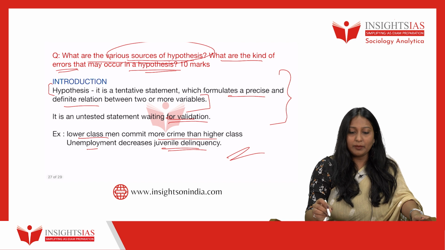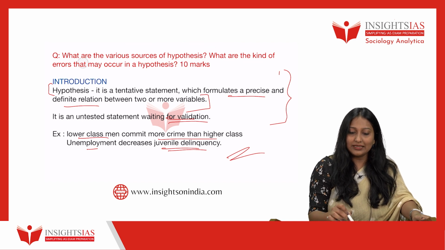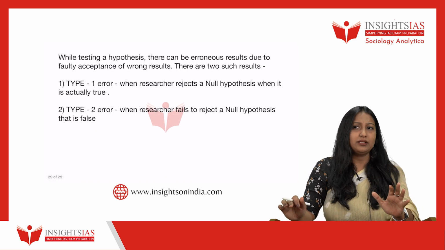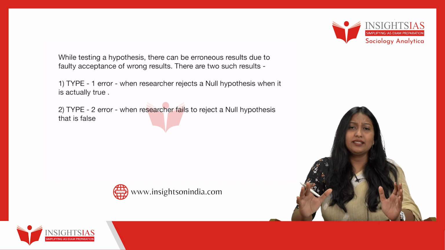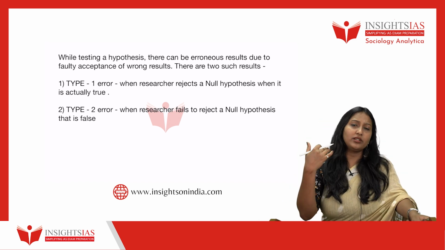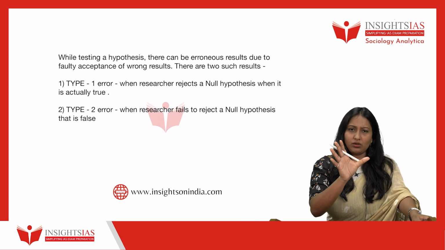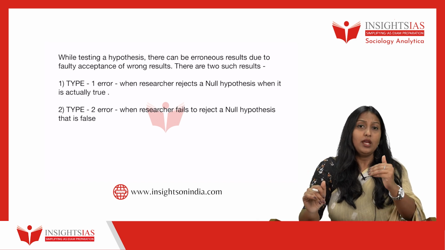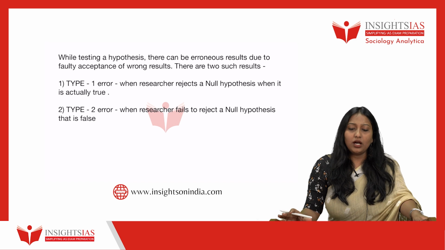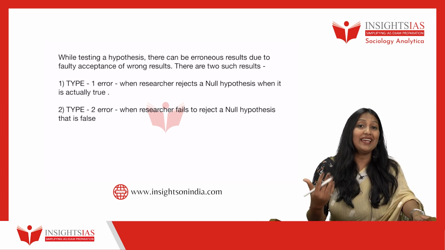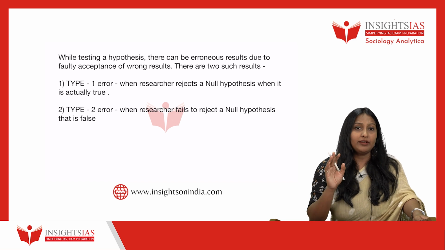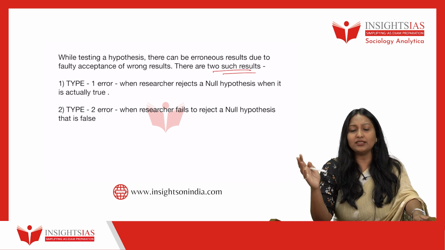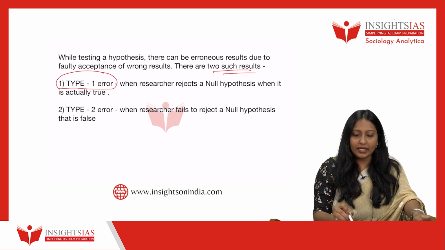Now moving on to the next part. What is the next part of the question? The next part of the question is, what are the different kinds of errors that may occur in hypothesis? This is again a very simple part, because it is there in our textbook itself. Whenever we test the hypothesis, after you create a hypothesis, you find the data and then test it. There is a possibility of making an error from the researcher's point of view. There are possibilities of two such errors: one is type 1 error, the other is type 2 error.